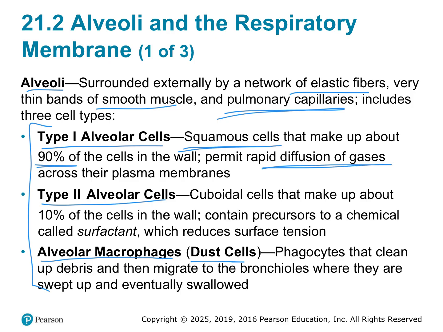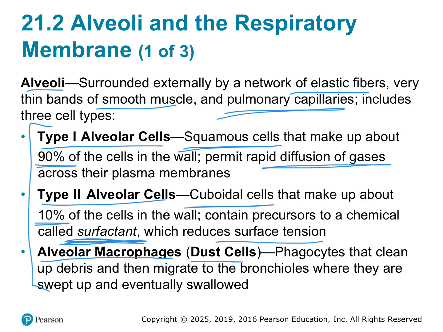The type 2 alveolar cells are cuboidal. So they're still epithelial cells, but they are cube-shaped instead of the flattened squamous cells. So only about 10% of the alveolar cells are going to be the type 2 cuboidal, but they're incredibly important because they secrete a chemical that eventually will become surfactant. So they have a precursor to this chemical called surfactant. And surfactant's really important because it reduces surface tension.